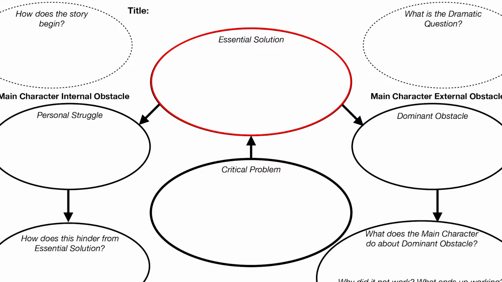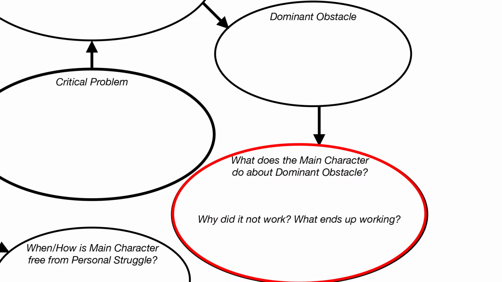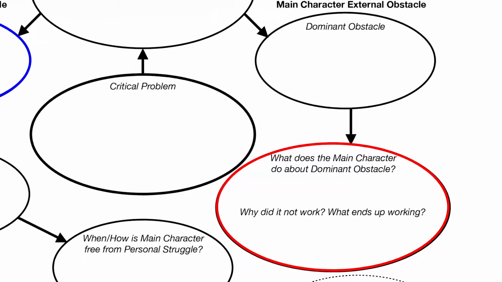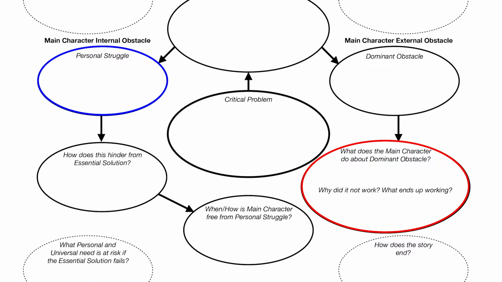I'm going to focus first on the main character external obstacle. So we have the dominant obstacle. This is a constant obstacle throughout the story that the main character has to figure out how to deal with. And the next bubble is, what does the main character do about the dominant obstacle? You're going to see that this bubble is also highlighted with the personal struggle because these two are interconnected with each other.